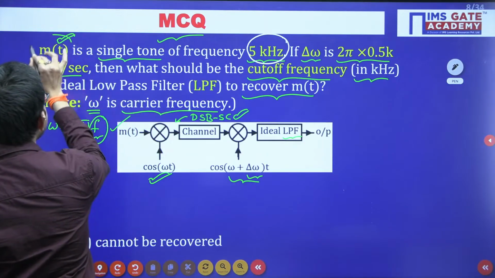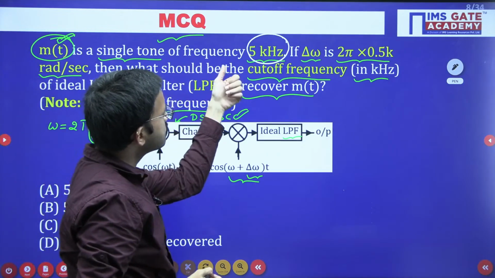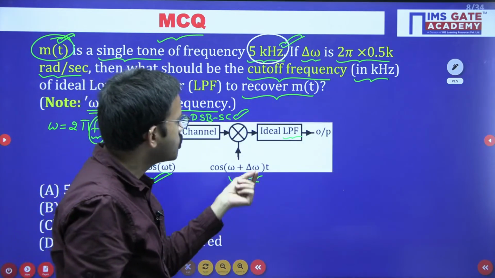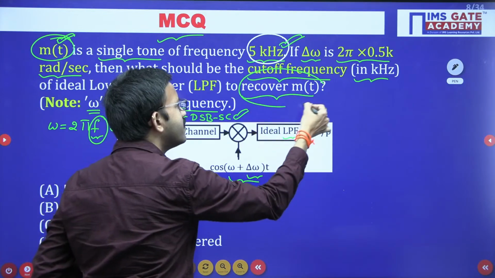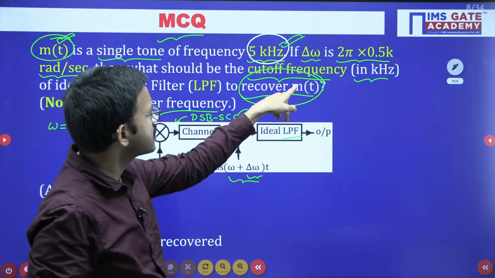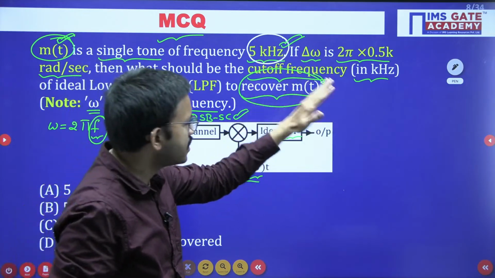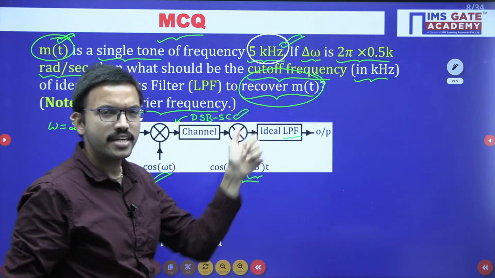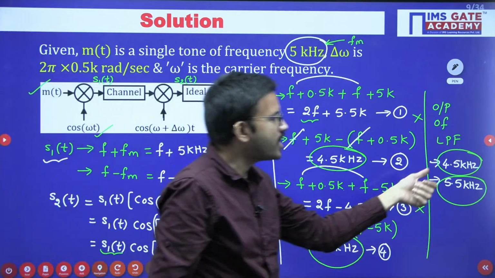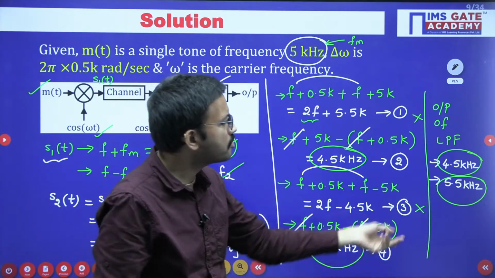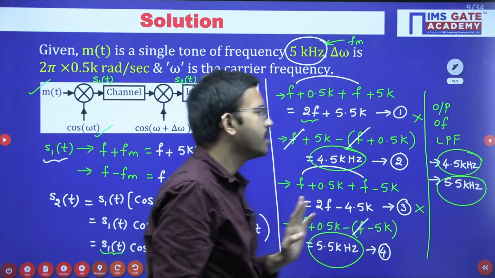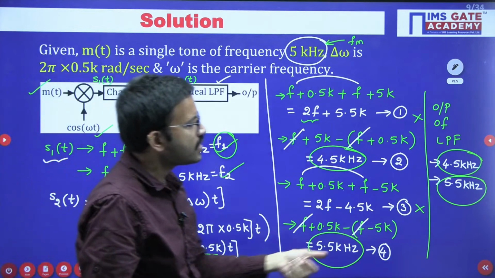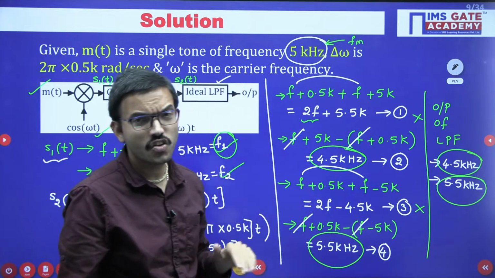Regarding the message signal, the corresponding frequency that you are having is 5 kHz. Underline this phrase: to recover the modulating signal. If you want to recover the modulating signal, that signal should have the frequency 5 kHz. But surprisingly, we haven't got 5 kHz here. Suppose you had got 5 kHz, then accordingly you could have chosen among the given options. But here 5 kHz is not at all present.